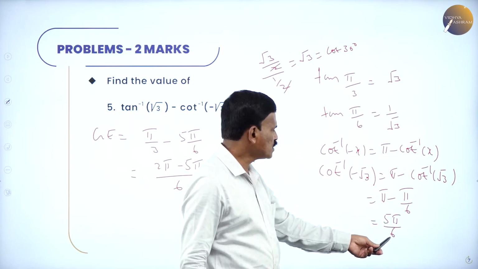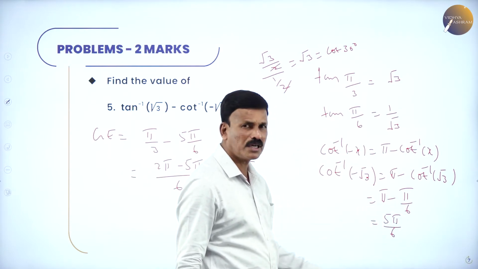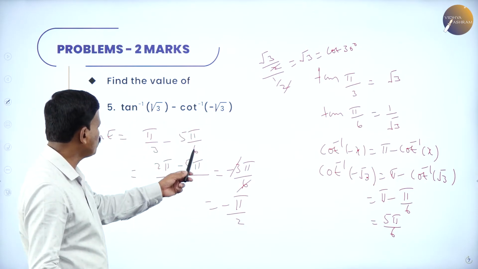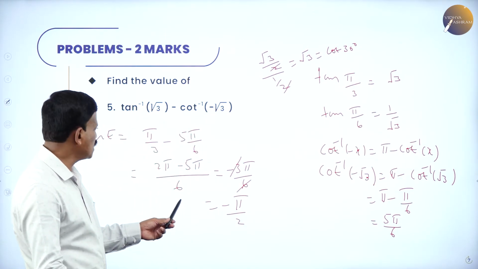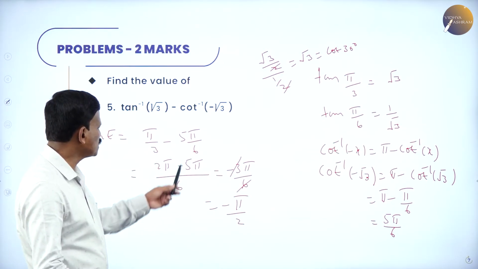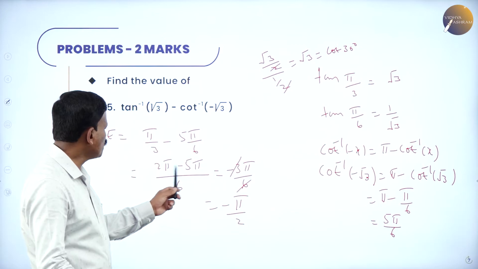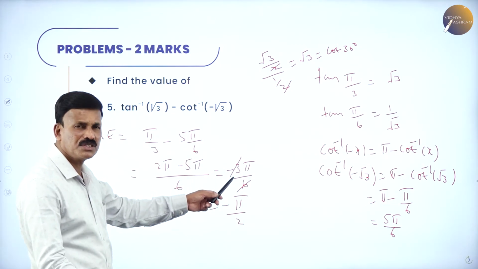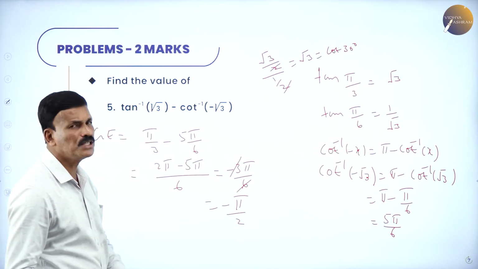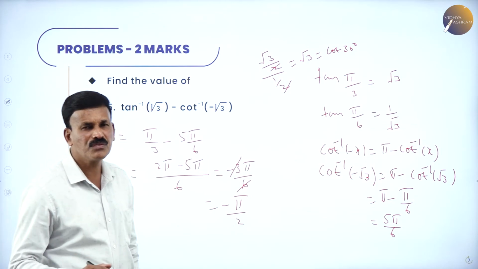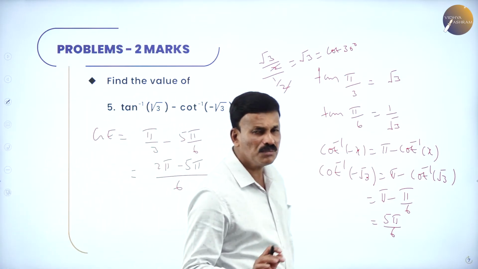Take LCM. 6 is the LCM, 6 pi minus pi is 5 pi by 6. Substitute here. So cot inverse of minus root 3 is 5 pi by 6. Take LCM, 6 is the LCM. So 3 times gets cancelled, 3 2s are 6, 2 pi, 6 gets cancelled, 5 pi. 2 pi minus 5 pi is minus 3 pi by 6. Divide by 3, 3 1s are 3, 3 2s are 6, minus pi by 2 is the simplified answer for this. Followed? Hope you are following. This is a very important problem.